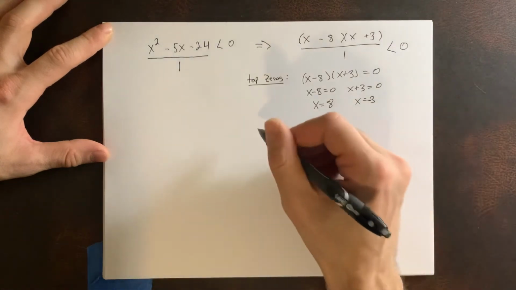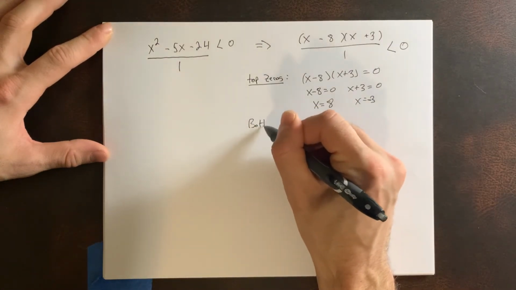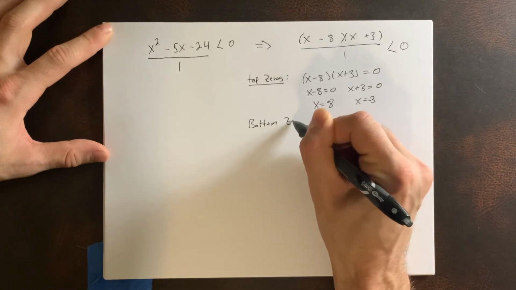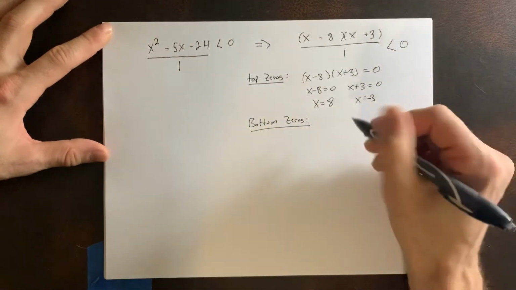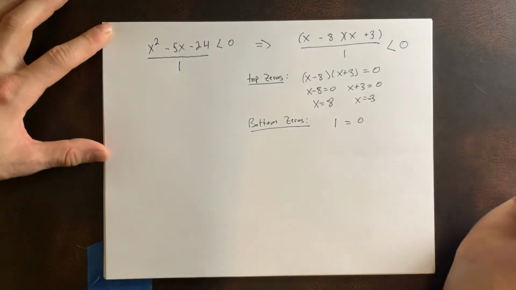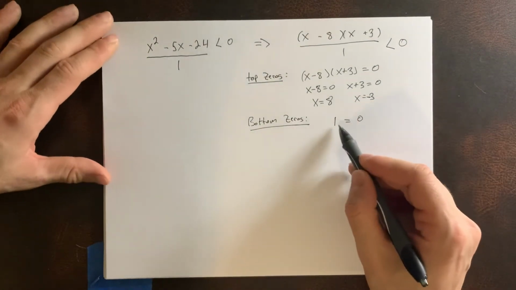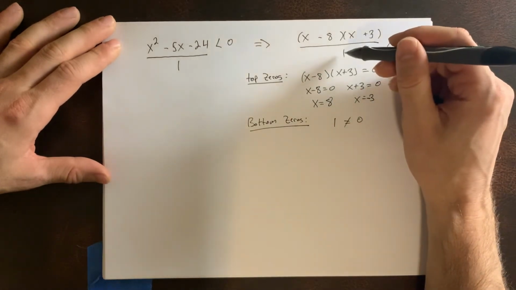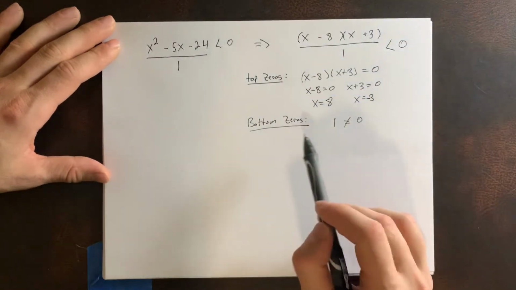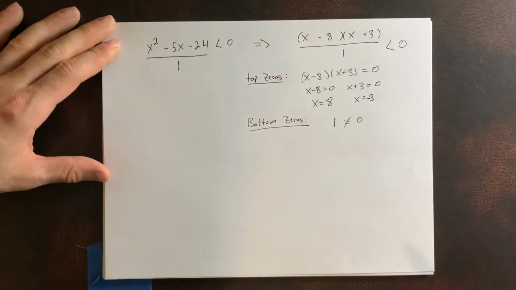All right, so now for the bottom zeros. We set the bottom equal to 0. The bottom is just 1. But if we set this equal to 0, this is never going to equal 0. 1 is never equal to 0. This is always just going to be 1. So the bottom is never going to be 0. So in this situation, there are no bottom zeros. There's nothing to worry about there.